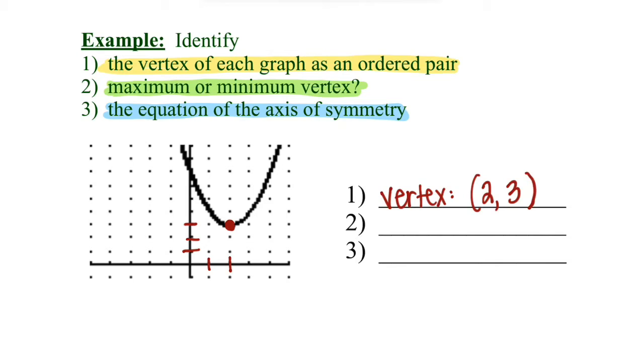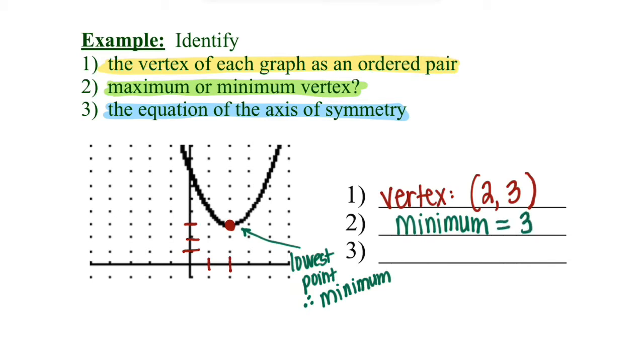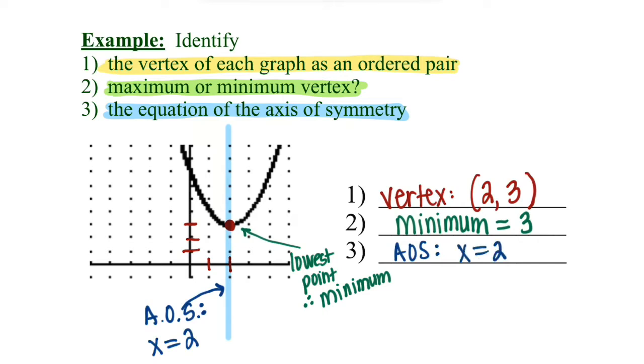The next question is, is it a maximum or a minimum? Well, this is the lowest point. Therefore, it's a minimum value. So it is a minimum, and that minimum y value is equal to 3. Then we have our axis of symmetry. The axis of symmetry is an equation of a vertical line, and that vertical line is x equals 2. So we write AOS x equals 2.